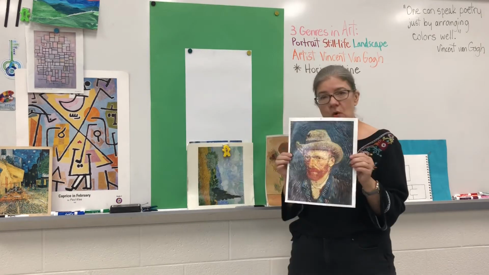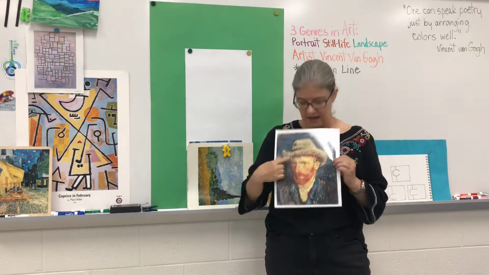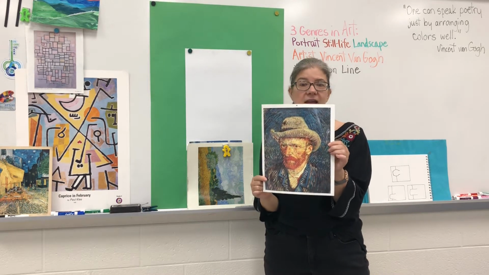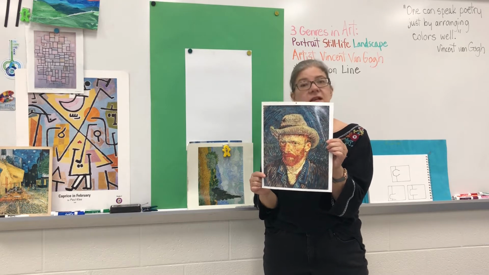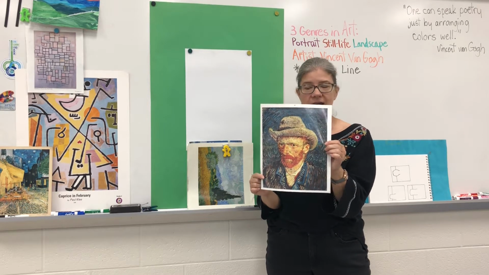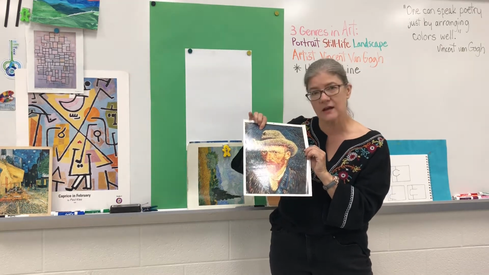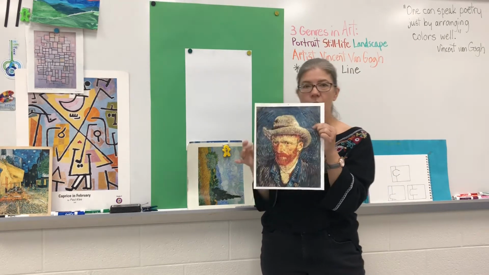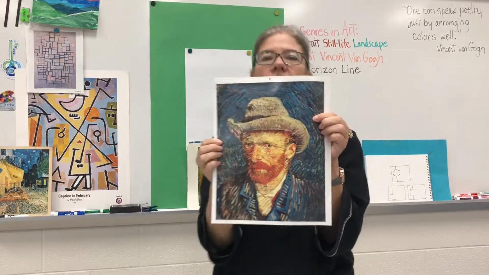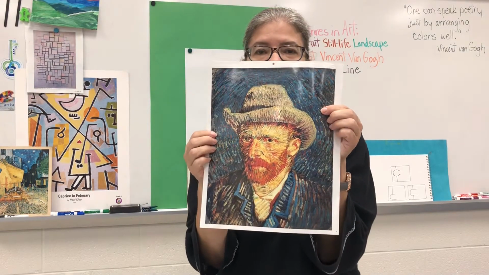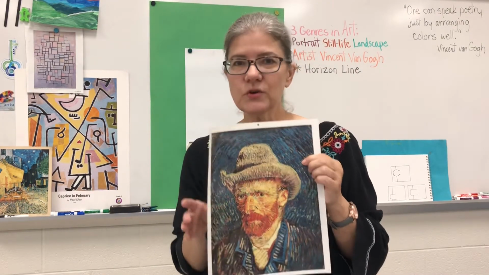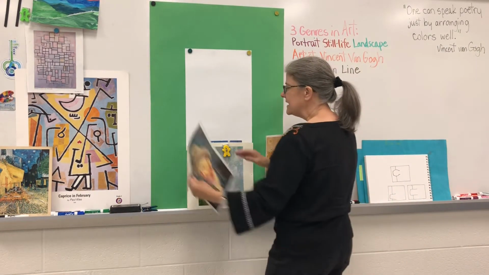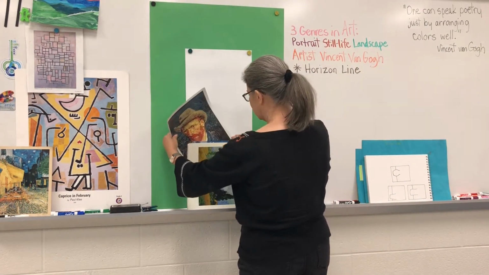This is a portrait of Vincent. A portrait is a picture of a person. This is a portrait that he painted of himself. So this is what he looked like. He used bright colors, oftentimes lots of yellow, and bold, I'll show you up close, bold brush strokes. But we're not painting today, we're just drawing. So we've seen Vincent, we've seen what a portrait is.